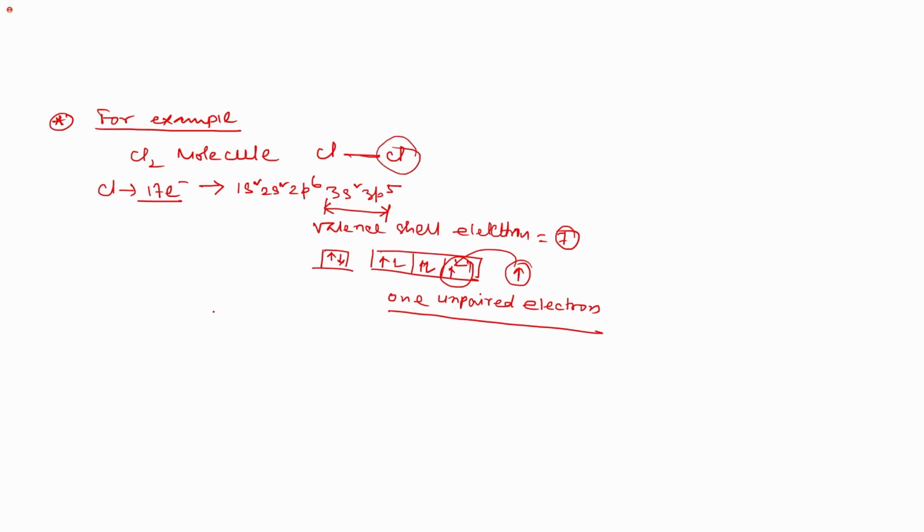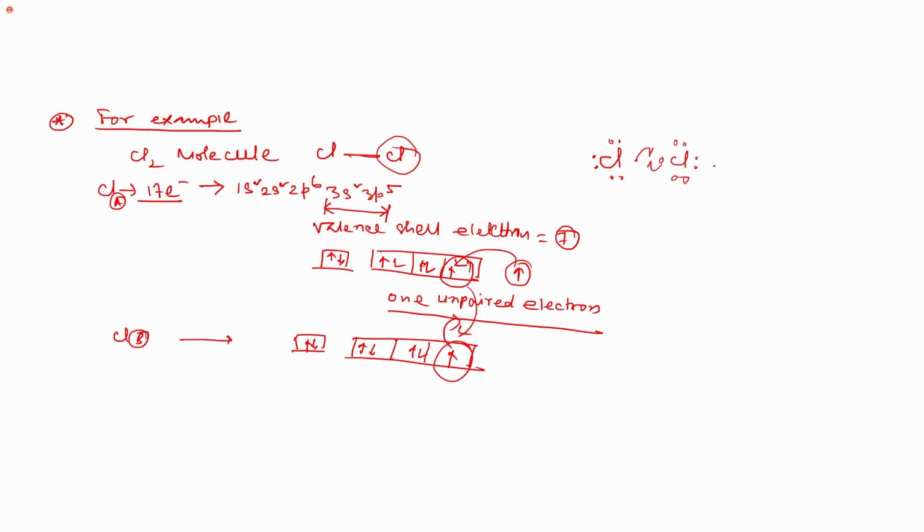How do they form this covalent bond? Suppose this is Cl a and another Cl, suppose Cl b. I am writing the valence electrons here. This is one Cl and this is the other Cl with its valence electrons. Now both Cls will share these two electrons.